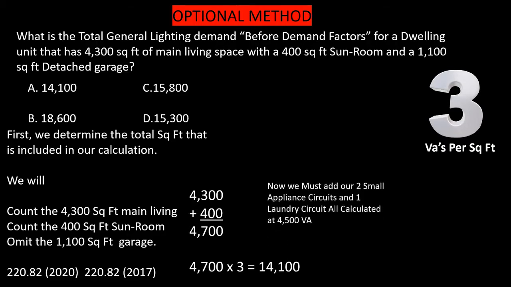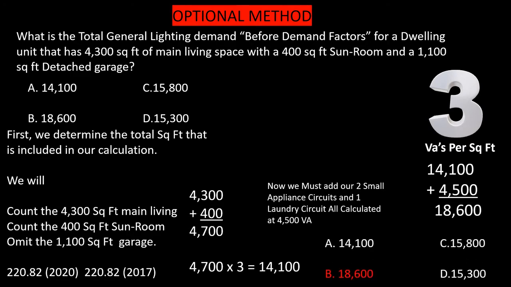Now we have to add in the 4,500 VAs for the small appliance circuits. So all of the same process, all of the same rules, all of the same steps up until this point, and we just add those two together, and that gives us a total general lighting demand of 18,600 VAs, and in this case we're going to select B.